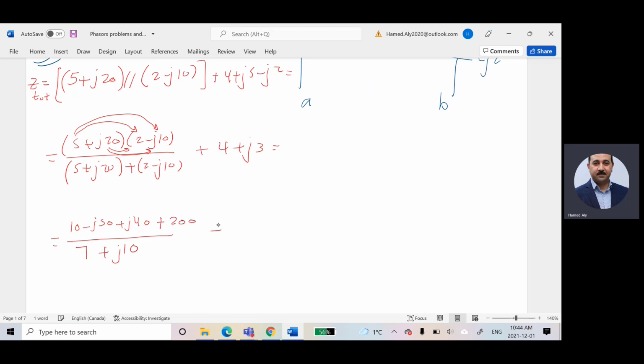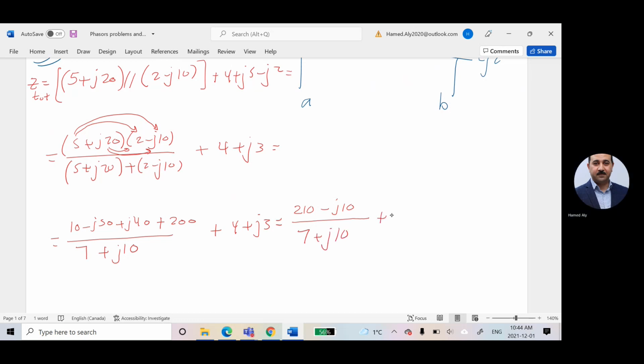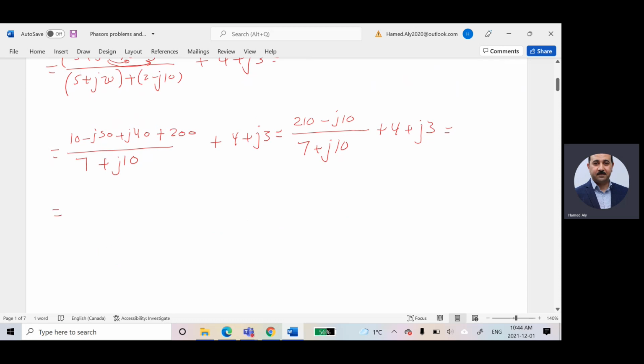Am I right? Then I will try to add up real to real and imaginary with imaginary. So 10 plus 200 will be equal to 210. And then I'll have negative j10 divided by 7 plus j10, plus 4 plus j3. I'm not solving right now. I'm not using electric circuits; I'm using mathematical explanations to simplify that. The first step depended on using the concept of electric circuits. Now I would like to simplify this.